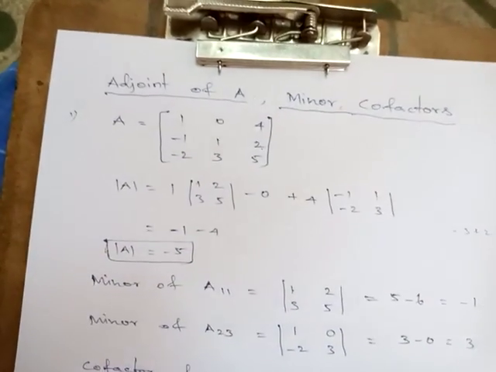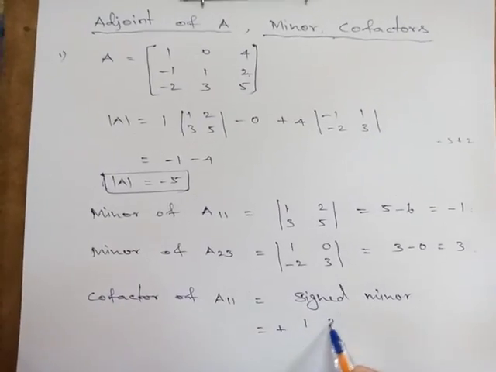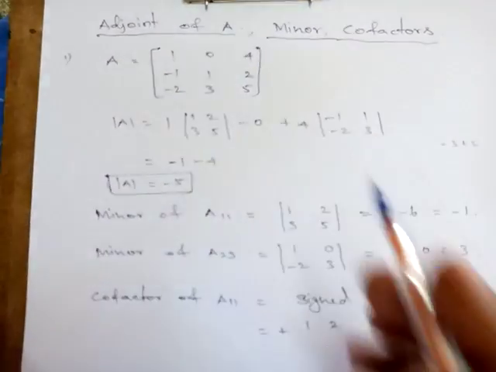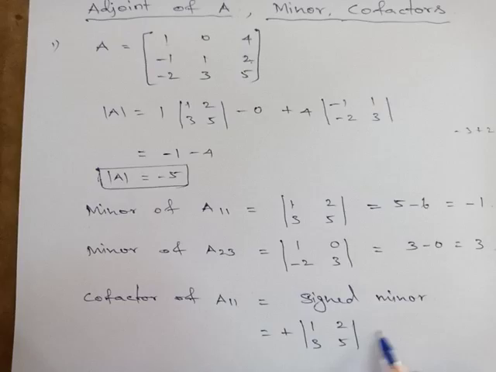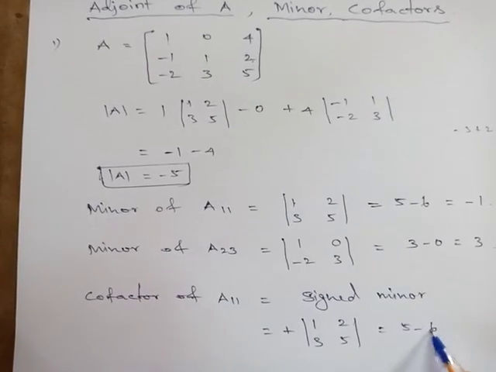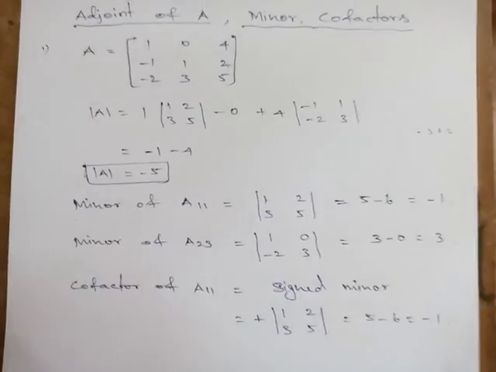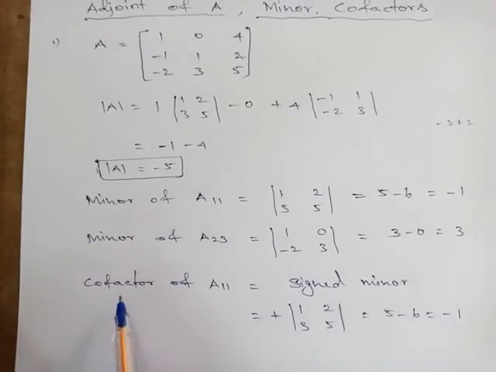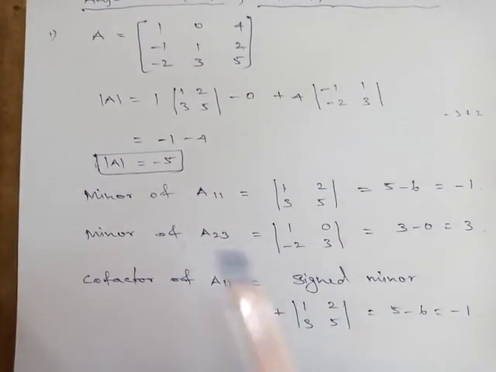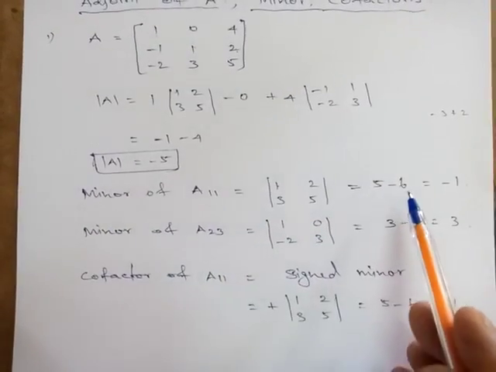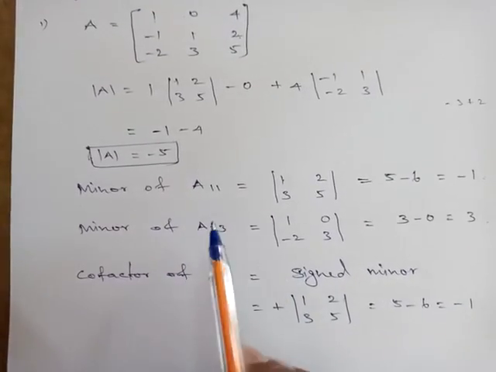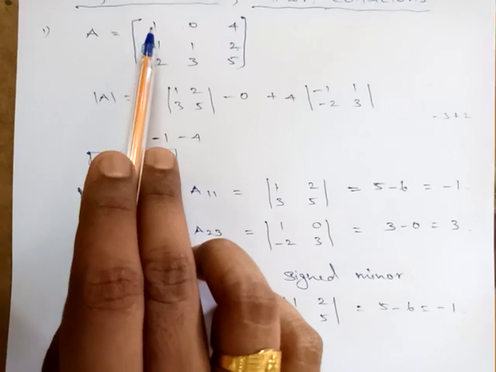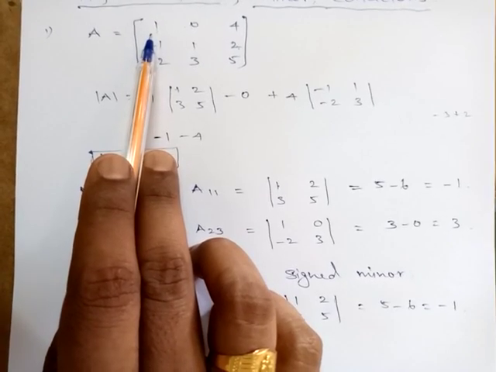Now leave this row and this column. So 1 2 3 5. The determinant of this is 5 minus 6, which is minus 1. Now you may get a confusion: cofactor of A11 is minus 1, and minor of A11 is also minus 1. Are both the same? No. Actually, at this point we get both values the same.